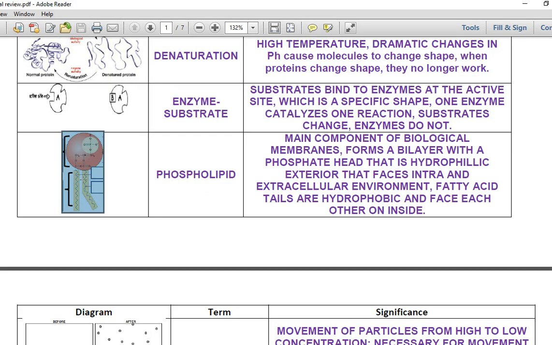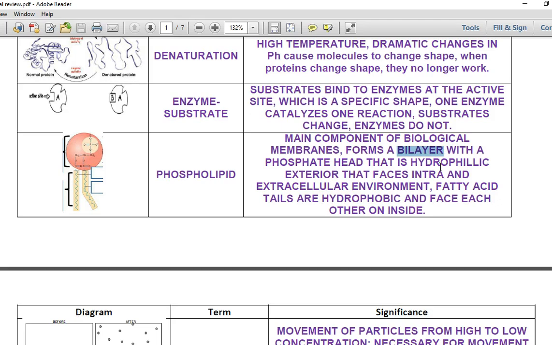Here, this is a phospholipid, the basic component of cell membranes. The phospholipid has a phosphate head, which is hydrophilic. It is attracted to the water. Then it has 2 fatty acid tails, which are hydrophobic and are repelled by the water. So when you see a phospholipid in the cell, it's going to be in a bilayer, meaning 2 layers.